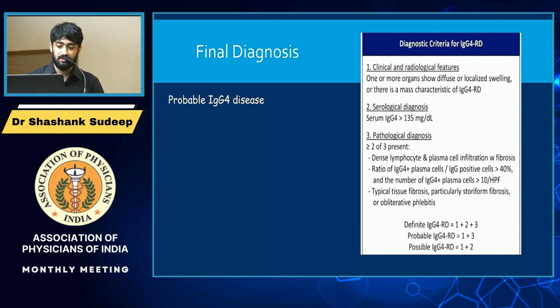A serological diagnosis we could not make in our patient as our serum IgG4 level didn't meet the cutoff. Pathologically, we did have a dense plasma lymphocytic infiltrate. We did have storiform fibrosis. Our IgG4 to IgG plasma cell ratio was 40%, and our IgG4 positive plasma cells were also greater than 10 per high power field. Also, we did have typical tissue fibrosis, the storiform fibrosis, which was visualized on histopathology. So if we move on to the criteria, we have 1 and we have 3, which makes it a probable IgG4 related disease.